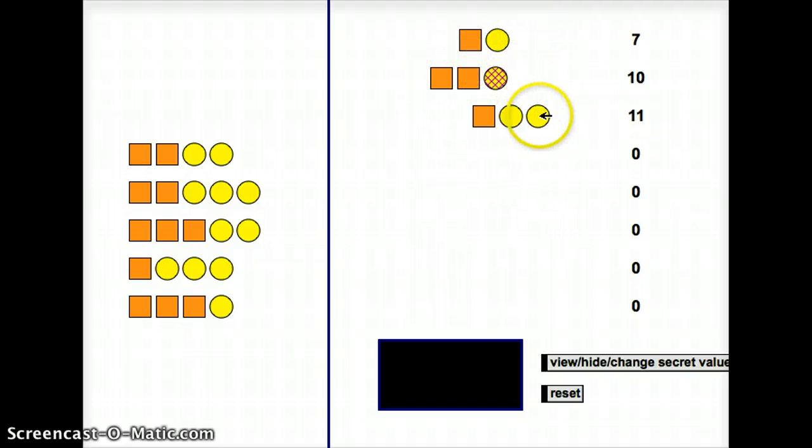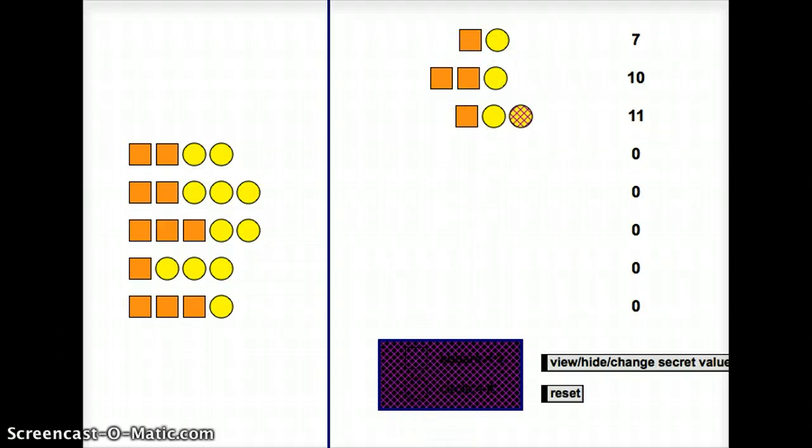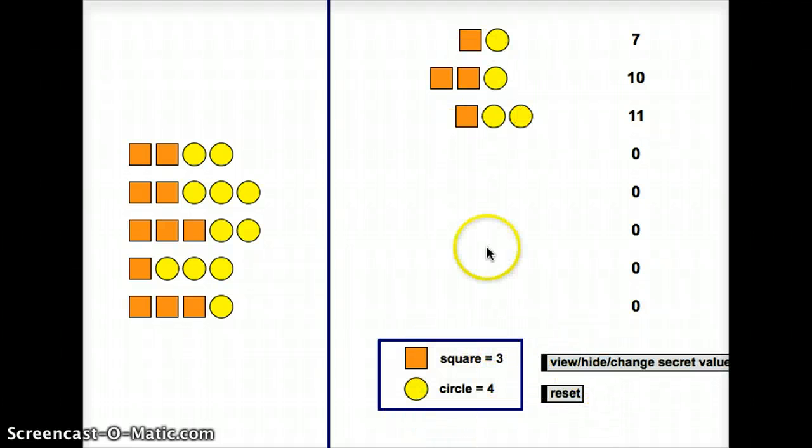So then if we try to look back, we could see that 3 plus what equals 7? And we would say 3 plus 4. So when displaying the answers, it is in fact square equals 3 and circle equals 4. I think this would be really good for students to use.